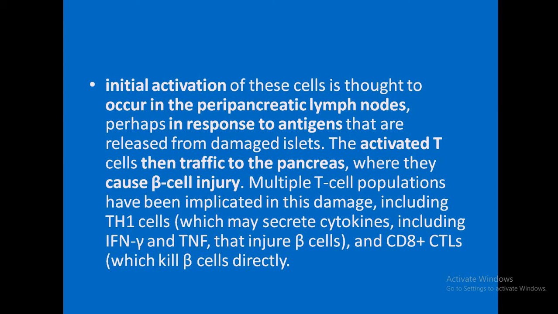Initial activation of these cells is thought to occur in the peripancreatic lymph nodes. It could be in response to antigens that are released from the damaged islets. These activated T cells then move to the pancreas, where they cause beta cell injury. Multiple T cell populations have been implicated, including Th1 cells and CD8+ CTLs. The Th1 cells secrete cytokines, including interferon gamma and tumor necrosis factor, that injure beta cells, while the CD8 population kills beta cells directly.